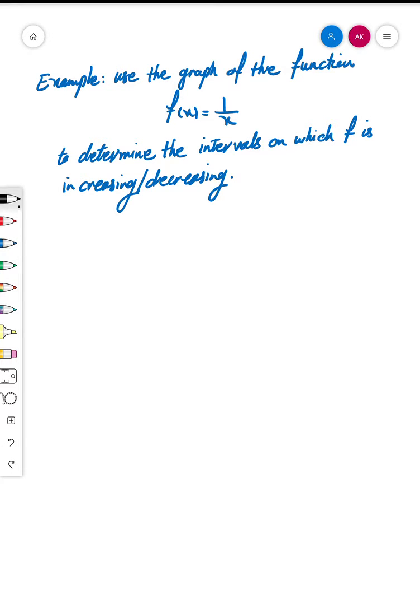Hello everyone. In this short video, I will do an example of determining intervals of increasing and decreasing for a function using its graph. The example goes as follows: use the graph of the function f of x equals 1 over x to determine the intervals on which f is increasing or decreasing. Well, something that you may know is the graph of this function.